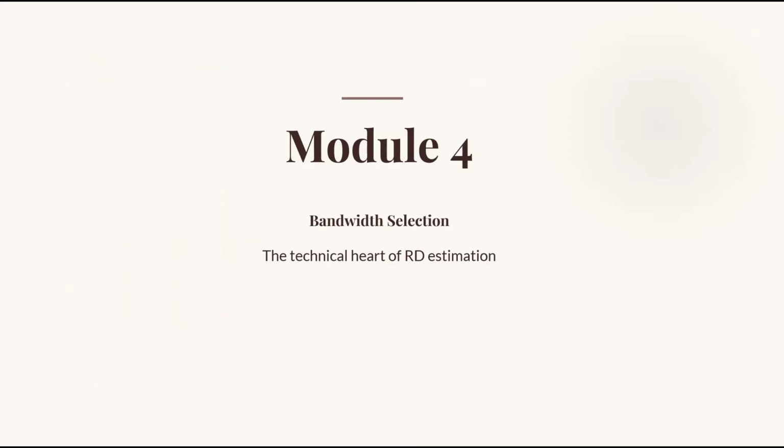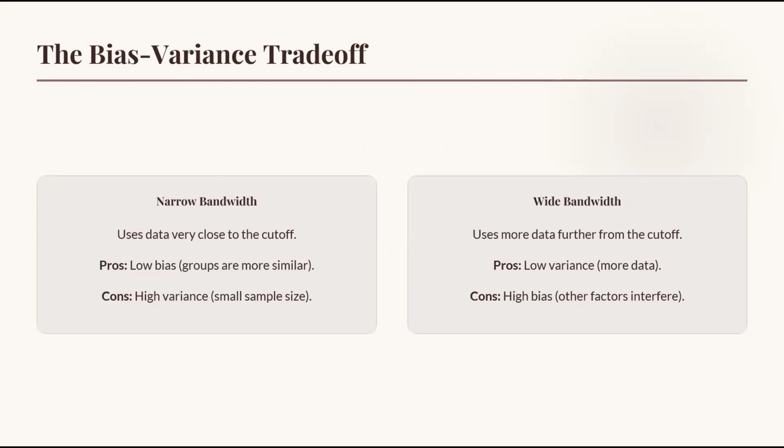And module 4, bandwidth selection. This technical section focuses on bias-variance trade-offs in estimation. The bias-variance trade-off. Narrow bandwidth uses data very close to the cutoff.